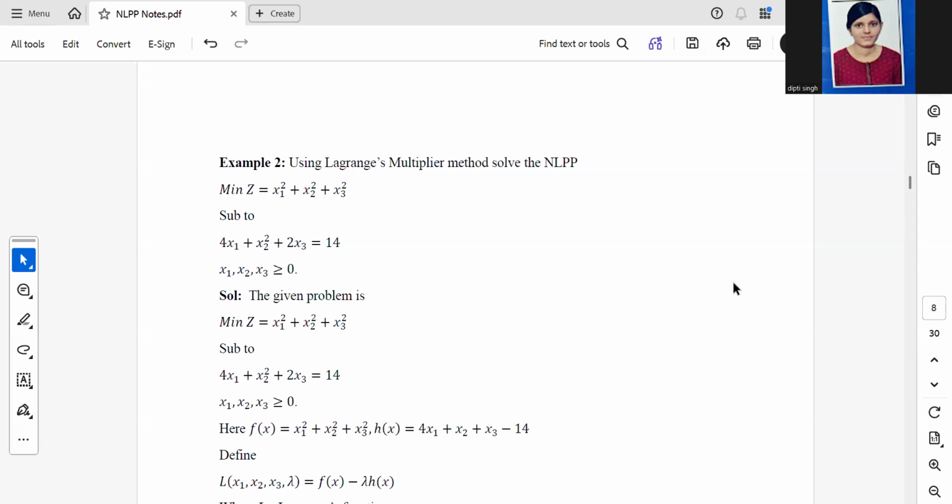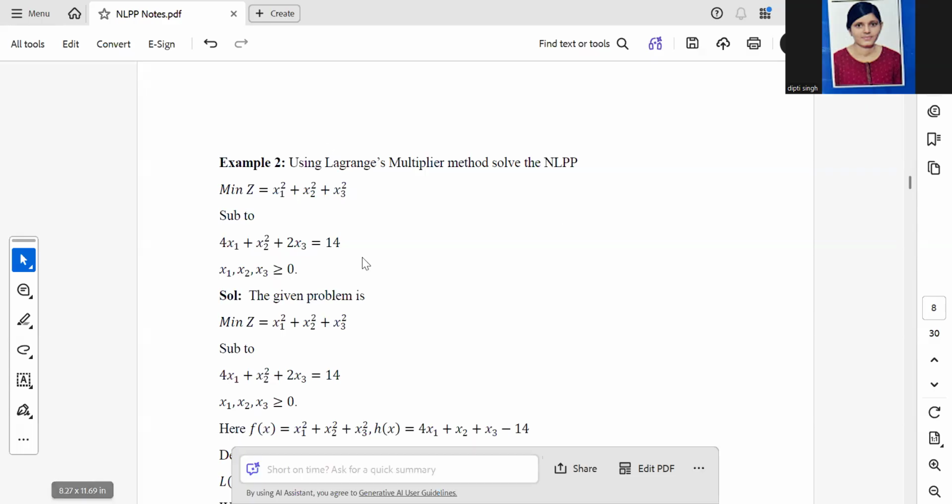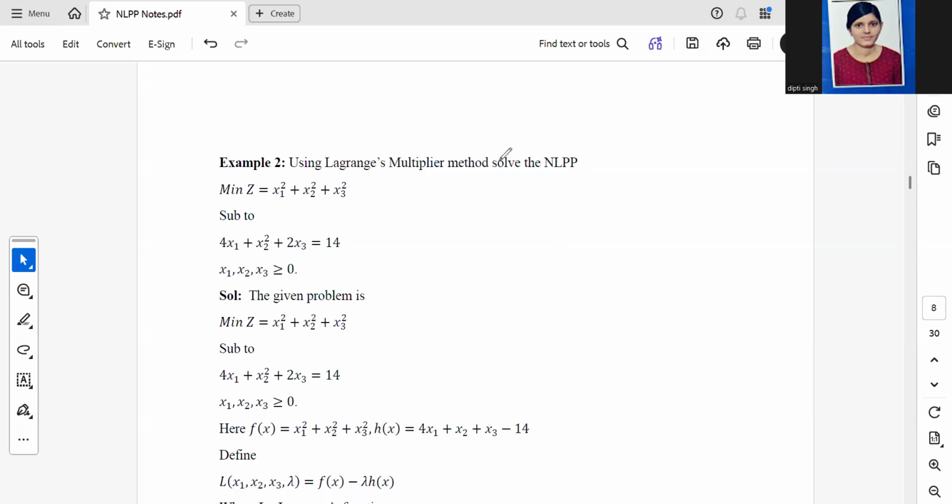Hello everyone. Today we start the next lecture on the nonlinear programming problem. In this lecture we do some questions regarding the Lagrangian multiplier method. So let us start. Using the Lagrangian multiplier method, solve the NLPP, the nonlinear programming problem.